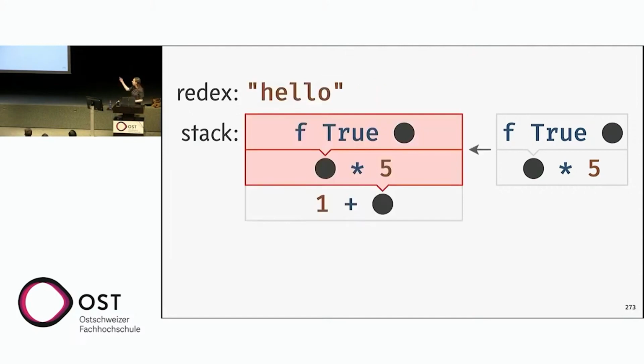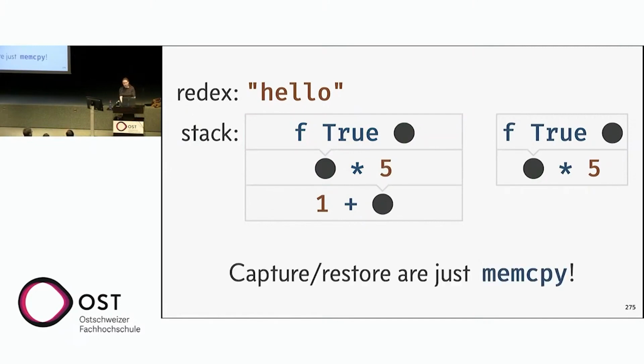We just take these frames, we copy them back onto the stack, and then we continue execution from there. And that is the entire implementation of delimited continuations, which, if you've been paying attention, is literally just memcopy. And memcopy, okay, so you might say, well, memcopy is linear time in the size of the stack frames that we're copying, which is true.